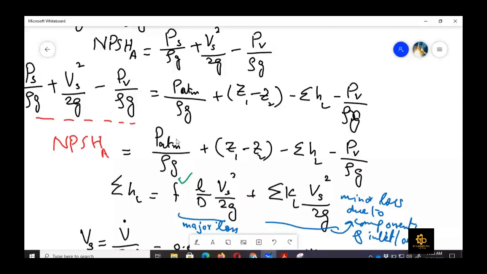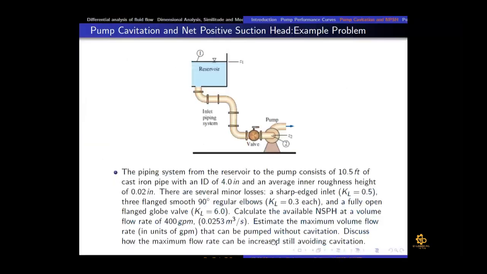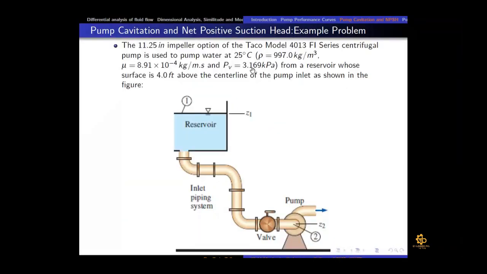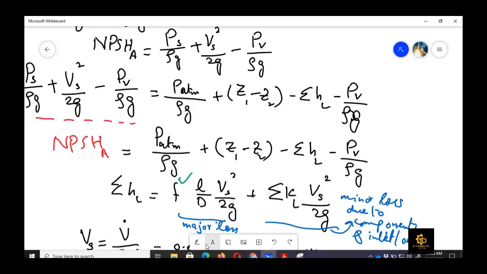We can convert it into meters very easily, minus HL we have just calculated from here, in this equation, and then the PV value is also given in the data, which is 3.169 kPa. So if we put in all these values, I hope that you are following me. P atmospheric is 101 kPa, Z1 minus Z2 is 4 feet as it is given in the data.